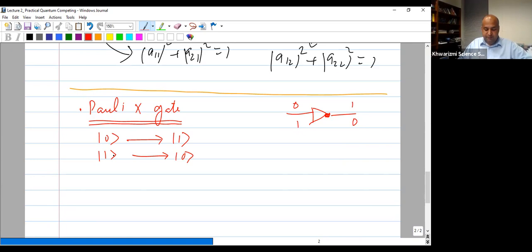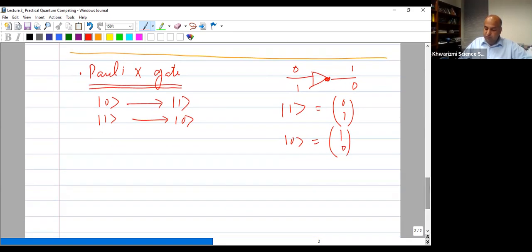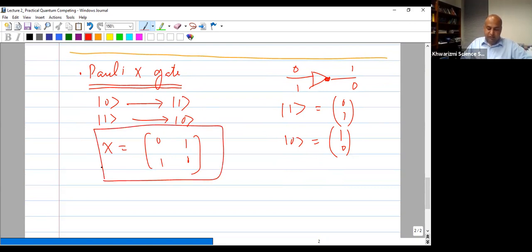So we need to find the unitary matrix for this operation. Just to remind you, ket 1 is (0, 1), and ket 0 is (1, 0). We need to find a matrix that does this operation: when we multiply it with 0, it goes to 1, and when we multiply it with 1, it goes to 0. And the matrix is this. I'm just stating it, and we can check that it really does this. So this matrix does this job. Let's check.